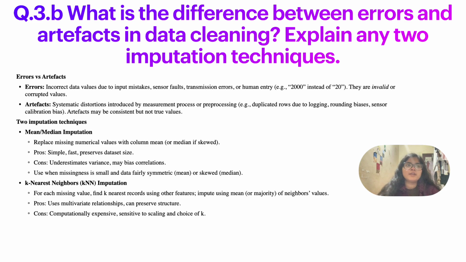Imputation means filling value in place of missing values in a table. So the two imputation techniques that we can use is the mean or median imputation, in which we replace the missing value of the column with the column mean. It is simple, fast, preserves data set size, but it can lead to bias correlations and underestimate variance. Use when missingness is small and data is fairly symmetric.